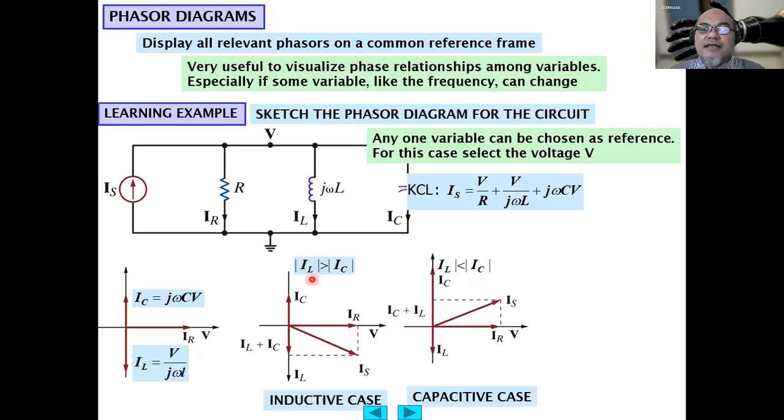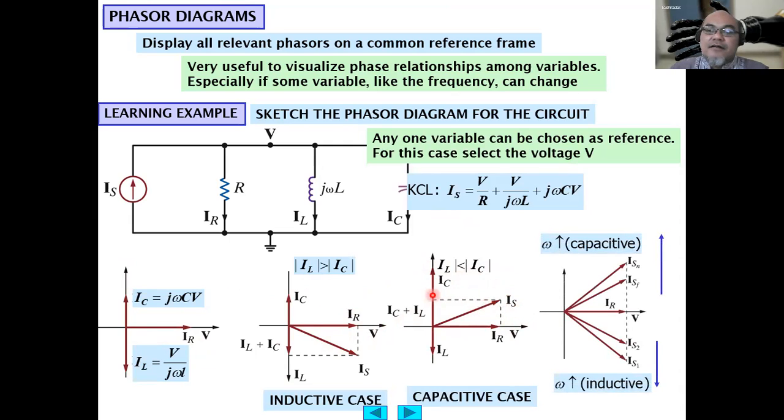If, however, IL is less than IC, so IC is larger in magnitude compared to IL, the resultant IS will be more in the positive quadrant here. Okay, so it means the current will lead the voltage by a certain phase angle here.